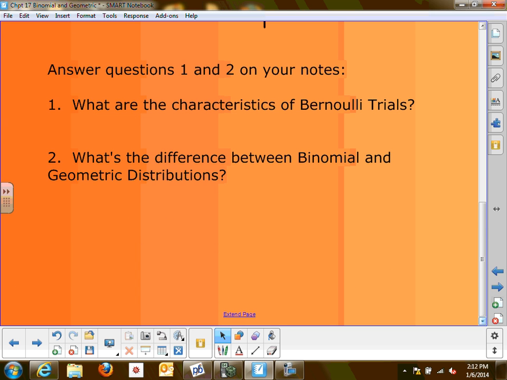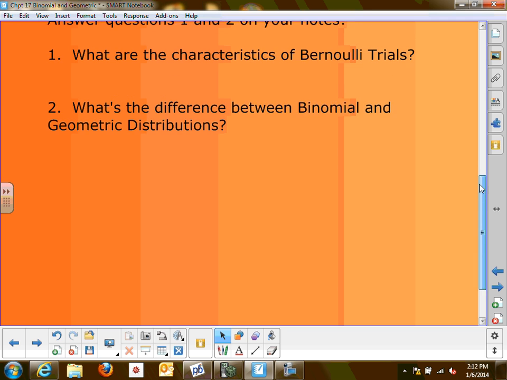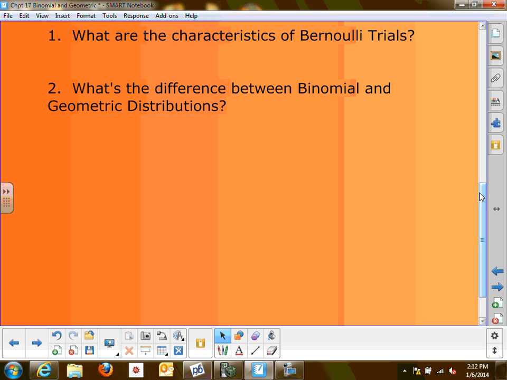So, on your notes, we start here. What are the characteristics of a binomial trial? Actually, I want to begin by saying chapters 14 through 17 are about probability. And I always want to tell you why we're doing what we're doing. This whole unit gives us an idea of what should be happening.